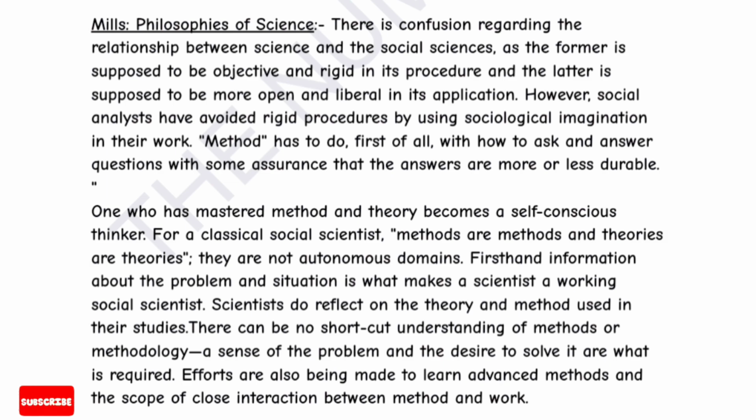For a classical social scientist, methods are methods and theories are theories; they are not autonomous domains. First-hand information about the problem and situation is what makes a scientist a working social scientist. Scientists do reflect on the theory and method used in their studies. There can be no shortcut understanding of methods or methodology. A sense of the problem and the desire to solve it are what is required. Efforts are also being made to learn advanced methods and the scope of close interaction between method and work.